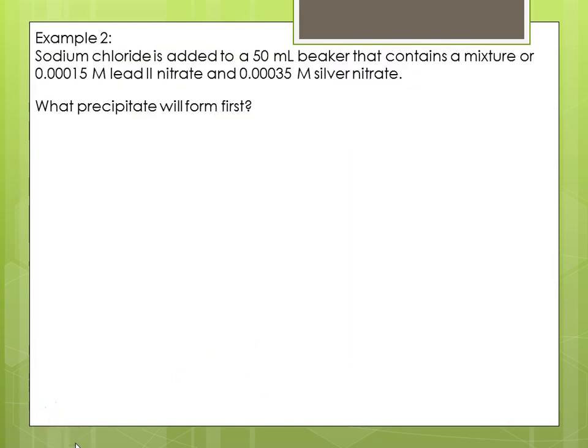Example number 2, we might have competing precipitates. Sodium chloride is added to a beaker that contains a mixture of lead nitrate and silver nitrate. So let's think first about what are the 2 precipitates that we might get. If I mix sodium chloride with lead nitrate, that's going to give me lead chloride as one of my possible precipitates. If I mix sodium chloride with silver nitrate, silver chloride is going to be my other possible precipitate.